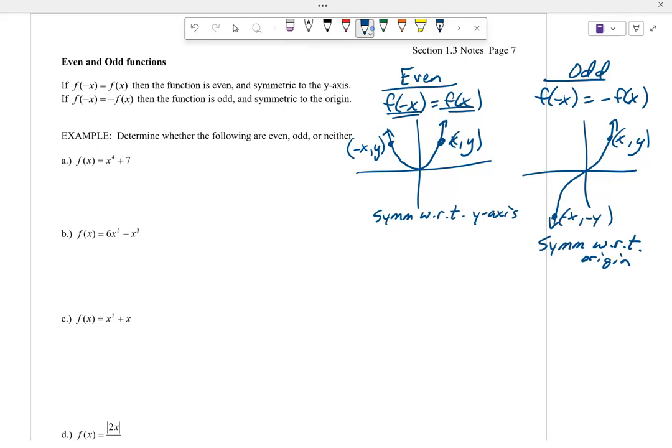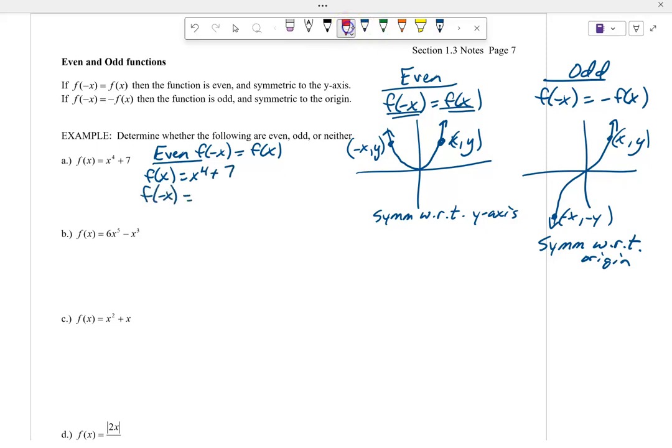Okay, so an odd function is symmetric with respect to the origin. So let's test these. Are they even, odd, or neither? Well, let's test if this is even. If it's even, when I plug in negative x, it's going to spit out the original. So let's test that. f of x is x to the fourth plus 7. Let's throw in negative x.